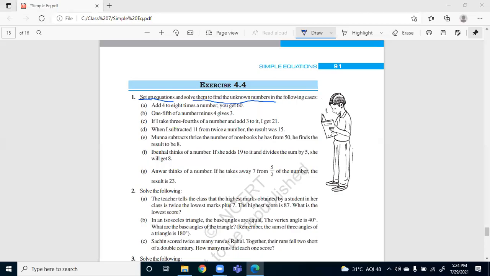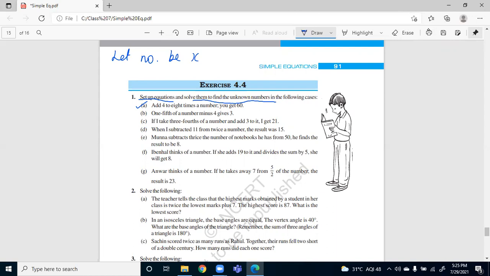Exercise, it is in higher classes also. So the first part of question number 1A is: add 4 to 8 times a number. So what you will write is, let the number be x. So we have assumed that the number is x.